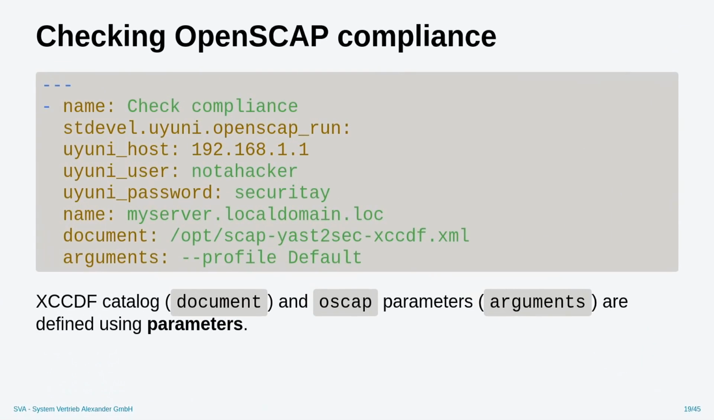So if we have a module for that, openSCAP run it is called. Of course you will also assign the Uyuni credentials for that one, and you can assign the openSCAP document you're going to check. So this is a very basic example that comes with every openSUSE lib installation, and with arguments you can add parameters of the OSCAP command, so specific profiles in an openSCAP compliance document that you would like to check against.